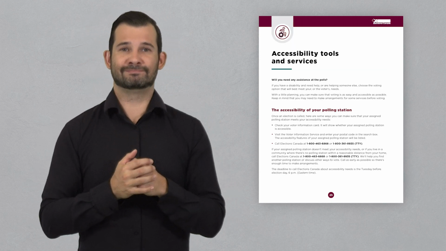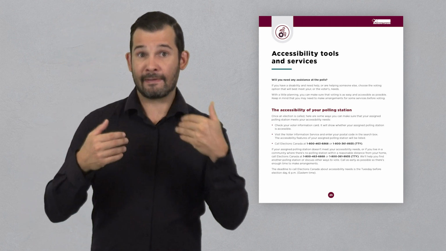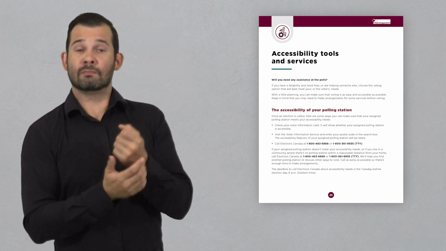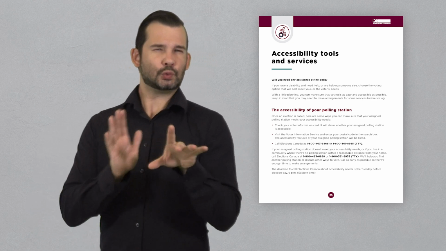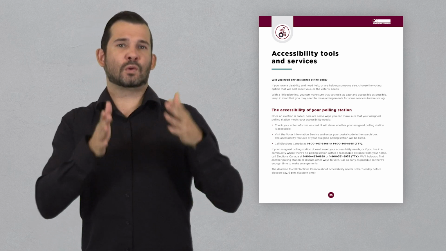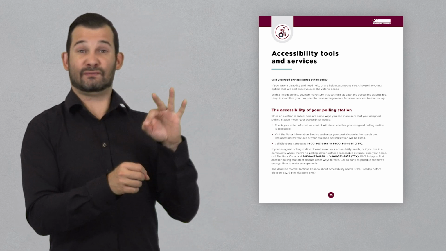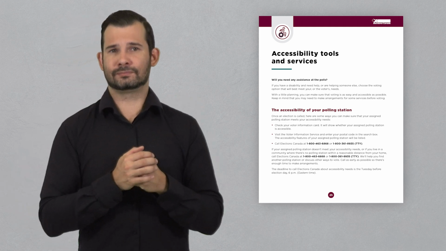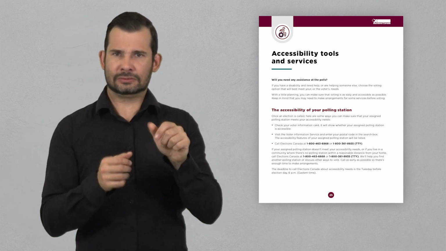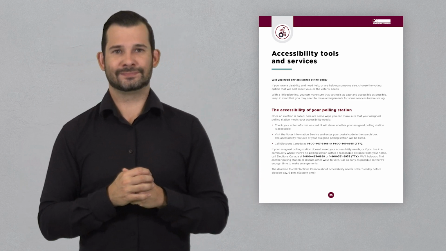Accessibility tools and services. Will you need any assistance at the polls? If you have a disability and need help, or are helping someone else, choose the voting option that will best meet your or the voter's needs. With a little planning, you can make sure that voting is as easy and accessible as possible. Keep in mind that you may need to make arrangements for some services before voting.